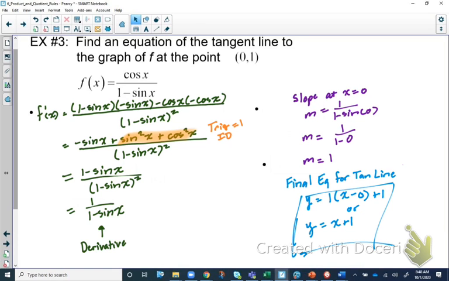1. So I'm going to put the 1 in front of the negative sine of x, giving me 1 minus sine of x, so you can see very clearly that it will simplify with one of the expressions in the denominator. So the expression of the derivative is just 1 divided by 1 minus sine of x. Now I take that derivative expression and find the slope at 0 for my equation.